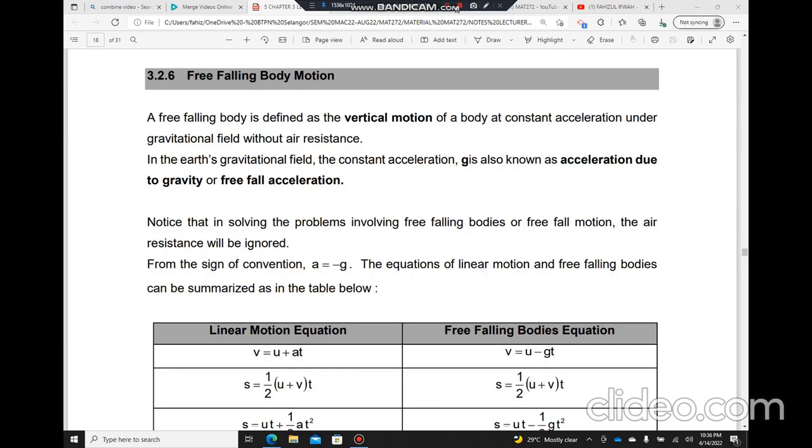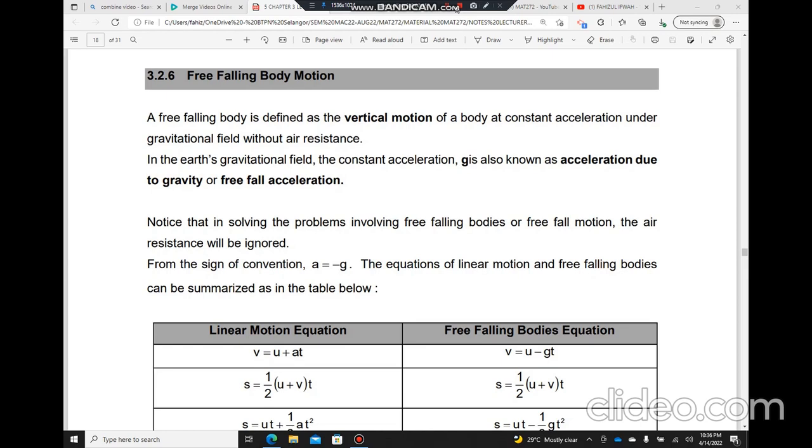Okay, so next 3.2.6, free falling body motion. A free falling body is defined as the vertical motion of a body at constant acceleration under gravitational field without air resistance. In the Earth's gravitational field, the constant acceleration g is also known as acceleration due to gravity or free fall acceleration. Notice that in solving the problems involving free falling bodies or free fall motion, the air resistance will be ignored. From the sign of convention, a equals to negative g, the equations of linear motion and free falling bodies can be summarized as in the table below.